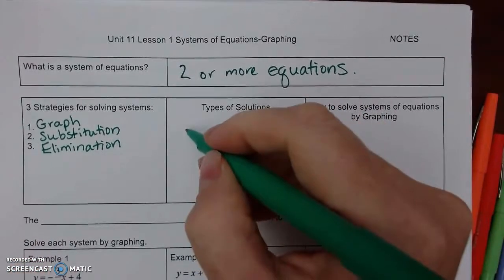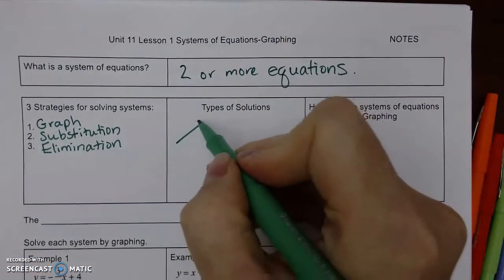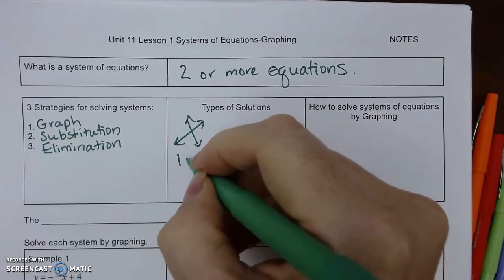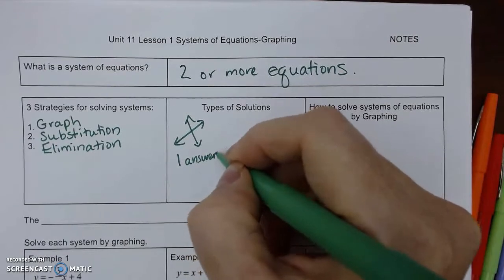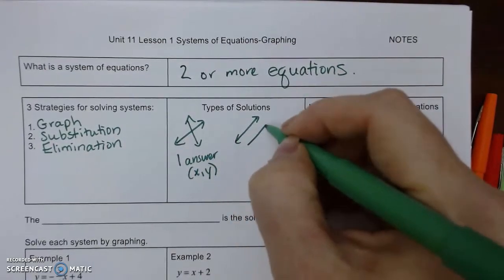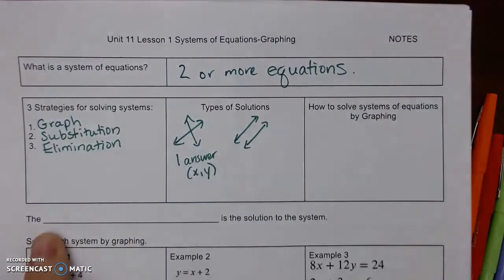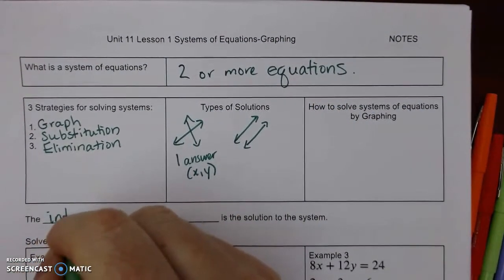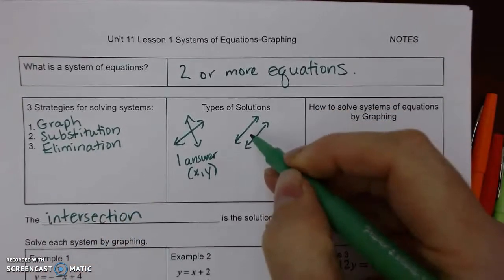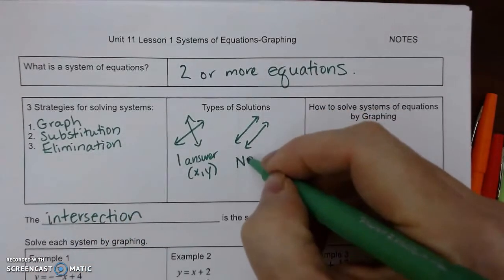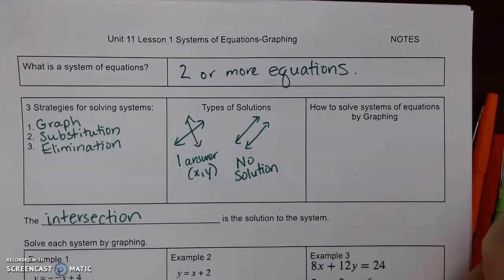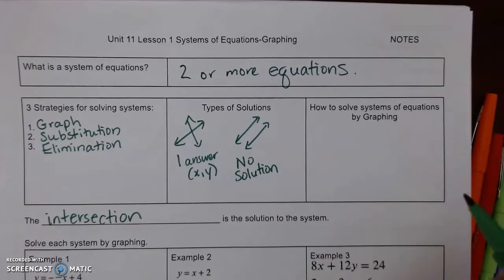So, types of solutions. There's three scenarios. If you have two lines, they can cross in one spot. So you're going to have one answer. The other type is if we have parallel lines. Well, the solution is the intersection. So if the lines are parallel, they never intersect, so you're going to say no solution. Don't write not possible, zero, that doesn't mean the same thing.